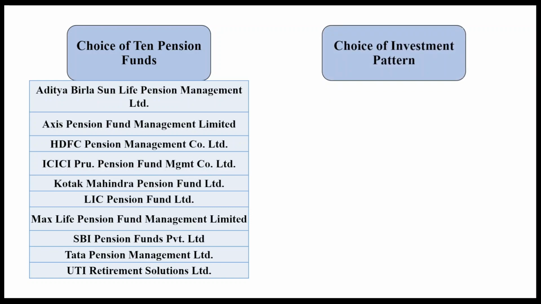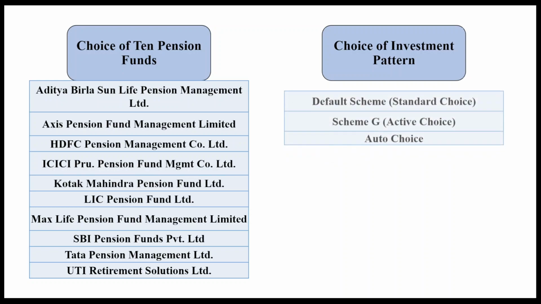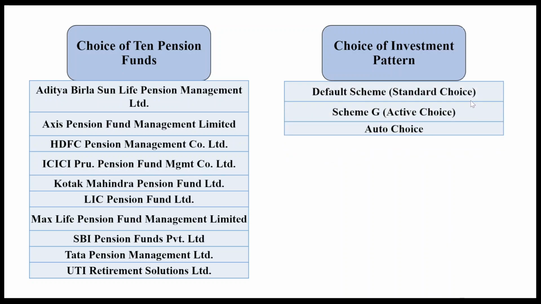Then you have the choice of investment pattern also, in which either you can go with the default scheme, that is a standard choice, or you can go with the scheme G, that is an active choice that invests your money into government securities, or you can go into auto choice, which has two options further.